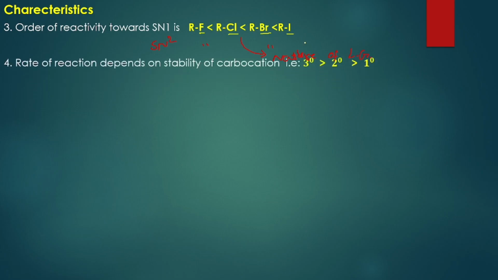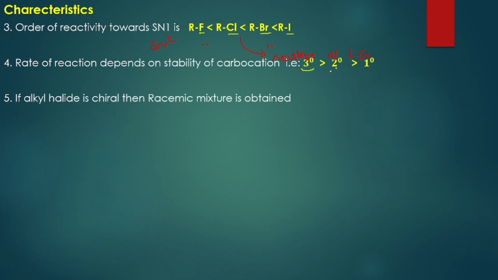Next point, rate of reaction depends on stability of carbocation. Which is more stable? Tertiary carbocation is more stable. So tertiary alkyl halides undergo the highest rate of SN1 reaction.